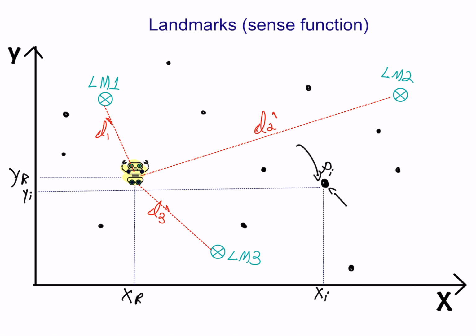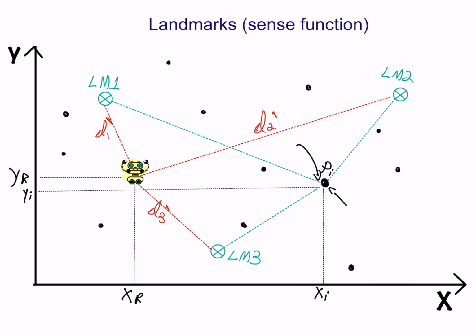In other words, I can get a z, or a sense function, regarding this specific particle. So this is di1, which means the distance from the ith particle to landmark 1. This will be di2, and this will be di3. So each particle has a z function or a z vector containing three different computations regarding the distance from each particle to each one of the landmarks.